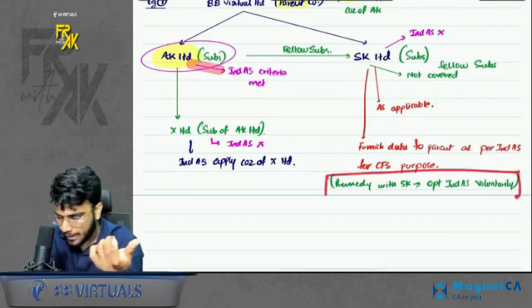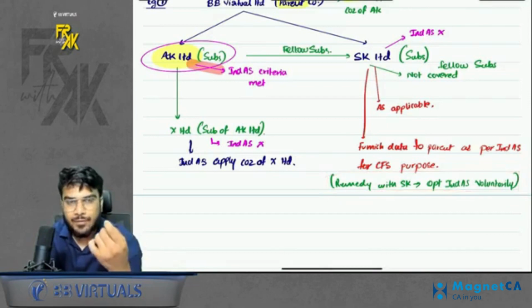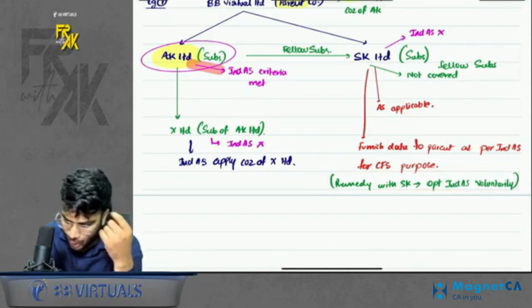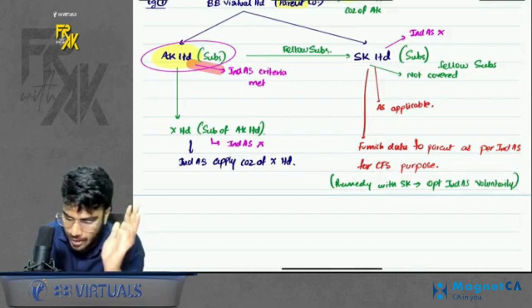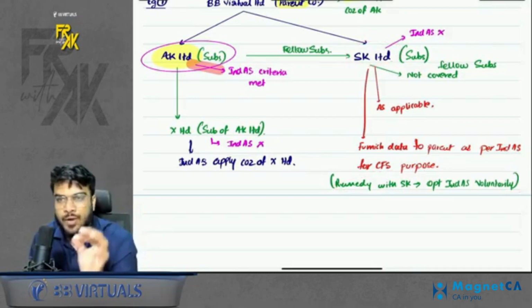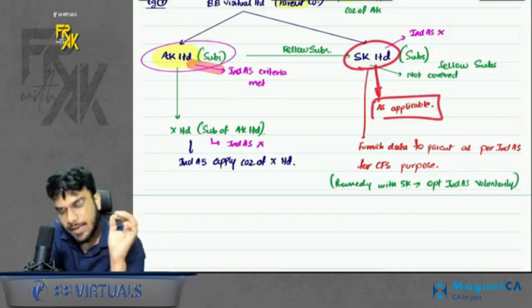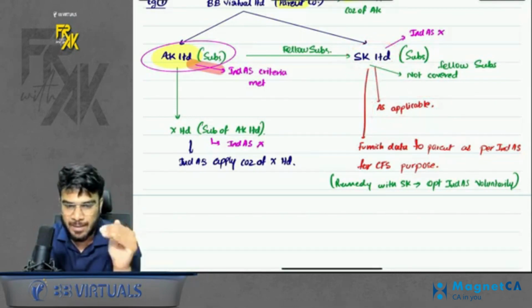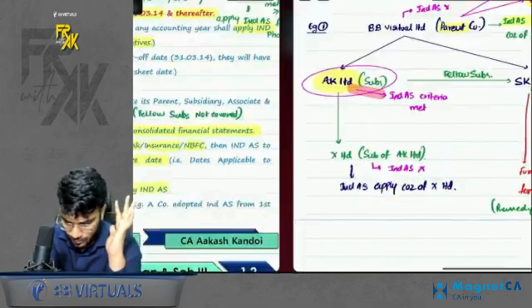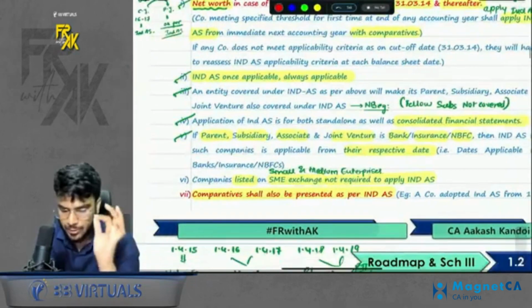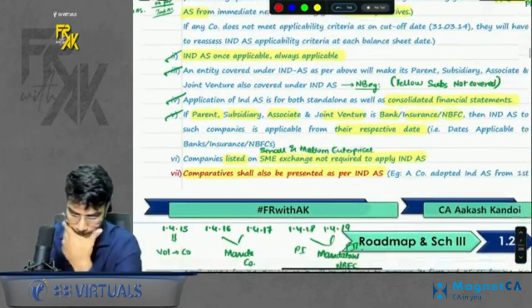SK can opt for Ind AS voluntarily. What will be the benefit of this? See, Ind AS is not applicable to SK, but if it opts for it voluntarily, that means SK can prepare its own financials as per Ind AS and can submit the same financials for the purpose of CFS as well. Right? We had discussed this example. Also, there is one question on this example as well. Okay. Next point.